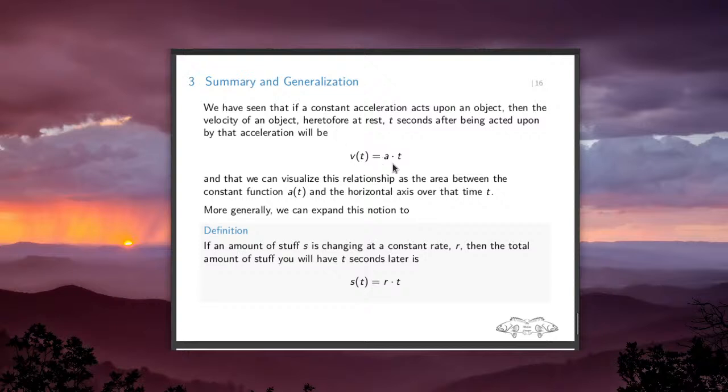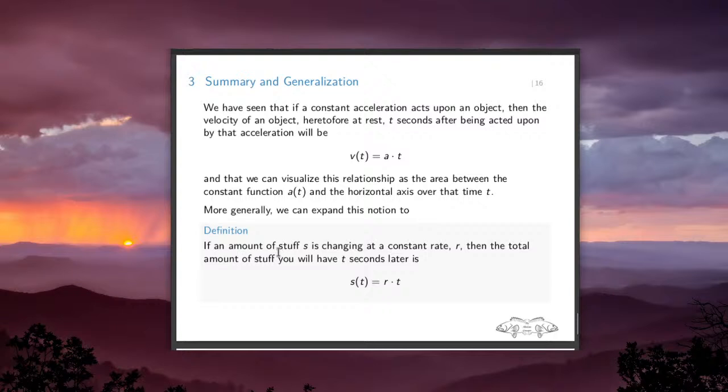It's always going to be the same. We also saw in the last slide that this relationship is the same as the area between the curve of the acceleration and the horizontal axis. And we can generalize this notion: it doesn't just have to be acceleration and velocity, it could be distance and velocity, or the rate at which you sell books and how many books you sell total over a certain amount of time, etc., etc.